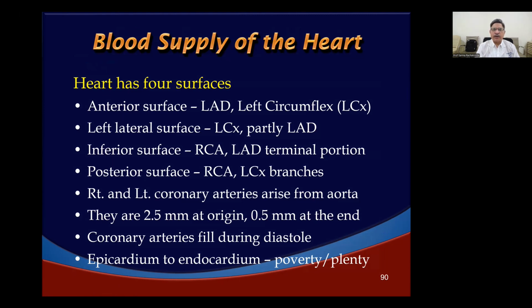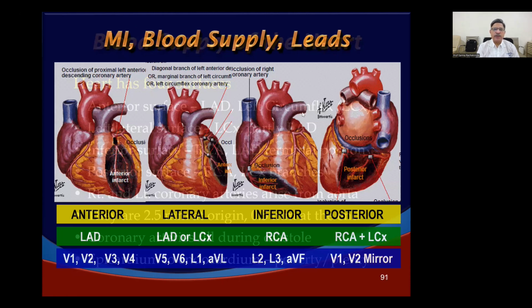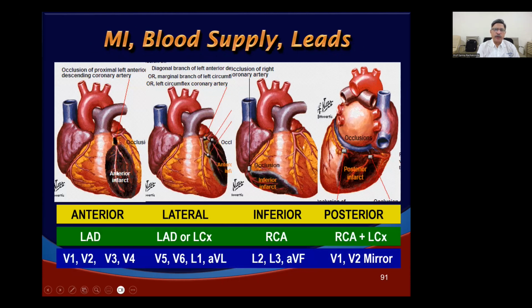Left and right coronary arteries arise from the aorta, 2.5 millimeters at the origin, 0.5 millimeters at the end. Coronary arteries will fill only during diastole. Epicardium to endocardium. So, this is a very illustrative diagram of various infarctions.